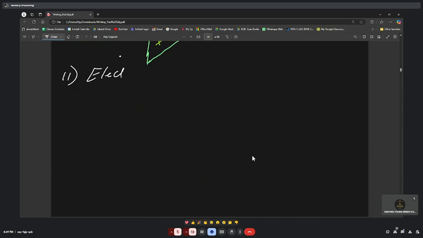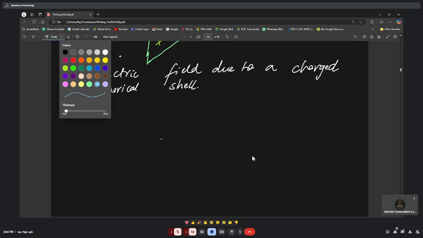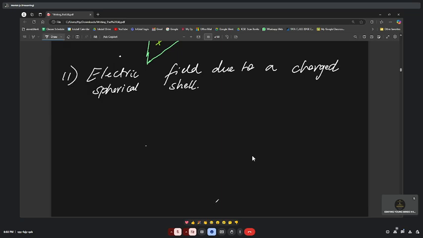So electric field due to a charged spherical shell. What is the electric field due to a charged spherical shell? Now when I say spherical shell, it is a three-dimensional entity. So you will have a shell. Shell in the sense it is going to be a complete sphere. That is what you need to understand. It's a spherical shell of charge.